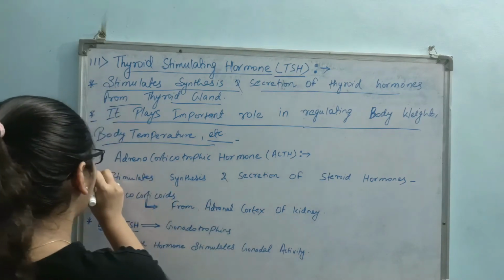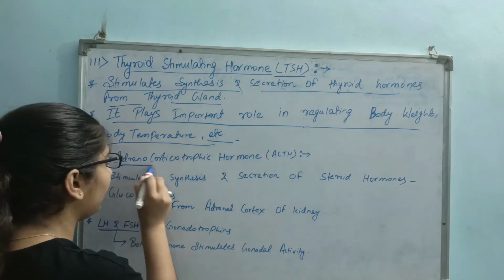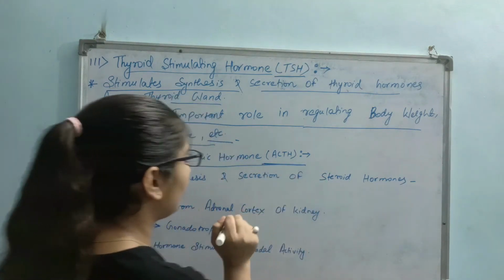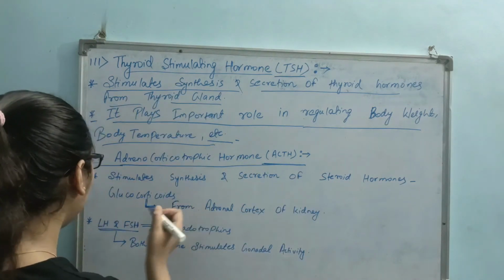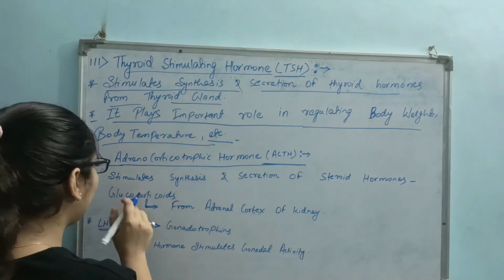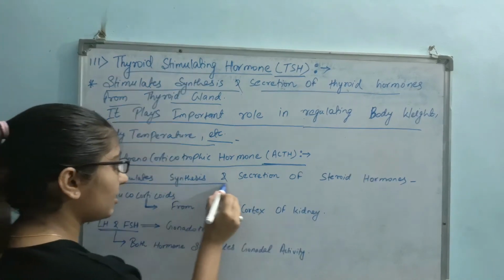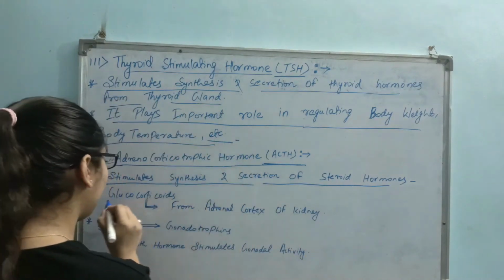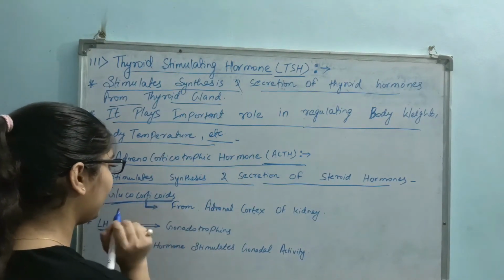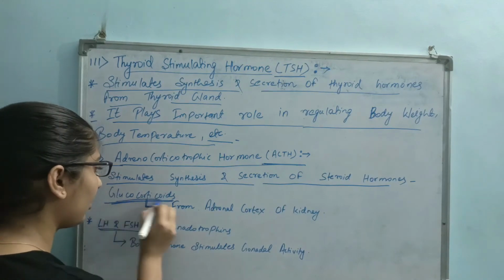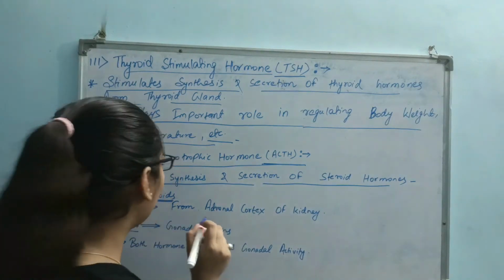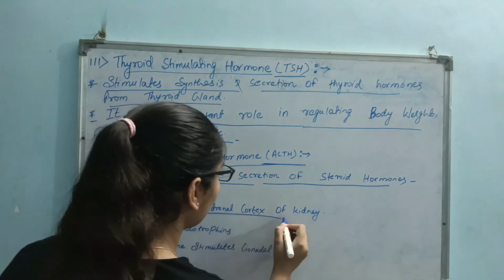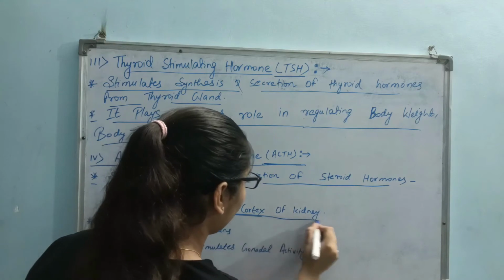Now we will study the fourth hormone, that is adrenocorticotropic hormone. This is also known as ACTH. Now the first feature is it stimulates synthesis and secretion of steroidal hormones, which are known as glucocorticoids. Now from where are glucocorticoids released? They are released from the adrenal cortex part of the kidney.